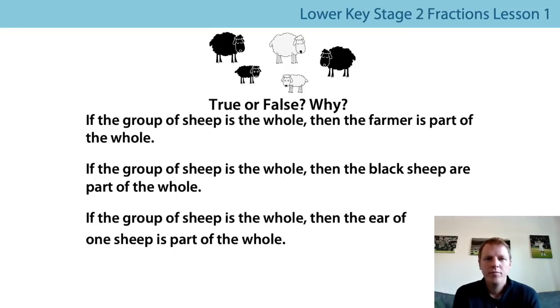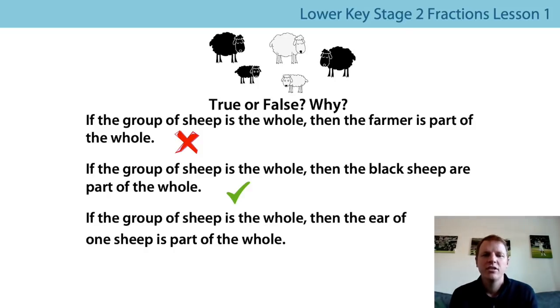Did you do it? Hope so. Okay, let's go through the first sentence. The group of sheep is the whole, then the farmer is part of the whole. That sentence is incorrect. The farmer is not in our group of sheep, so it cannot be a part of the whole. The second sentence, if the group of sheep is the whole, then the black sheep are part of the whole. What do you think? True? Yep. We just went through that sentence before, checking if you were listening.